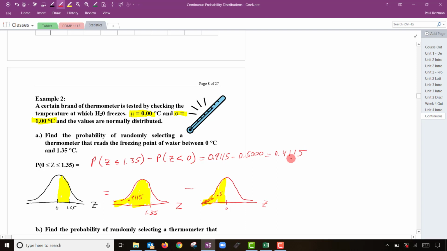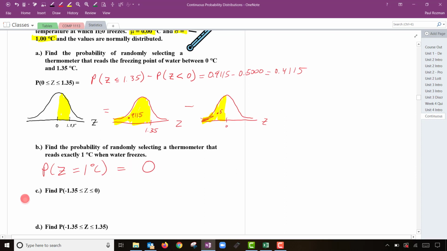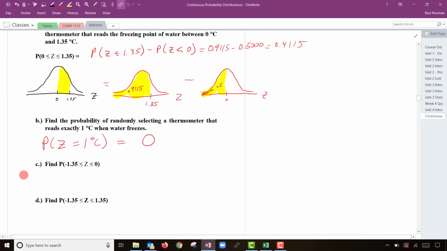There's a 41% chance that if I randomly pick a thermometer out of the bin, and I dunk it in cold water, it will read the freezing point to be between 0 and 1.35. Maybe a more interesting way to answer that would be to say, 41% of my thermometers are going to read the freezing point between 0 and 1.35. What's the probability of getting one that will read exactly 1? And the answer is, it's impossible. There's an infinite number of choices.